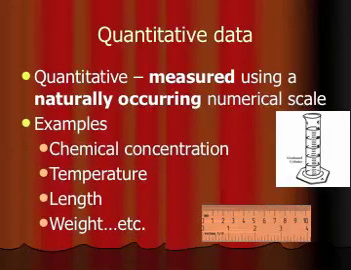Examples of this are, for example, chemical concentration. How many moles per liter are there in your concentration of salt? What is the temperature of the room? What is the length of the size of a tree? How much do you weigh? And so on. So these types of data that you can obtain that come naturally in the form of a number are considered quantitative data.